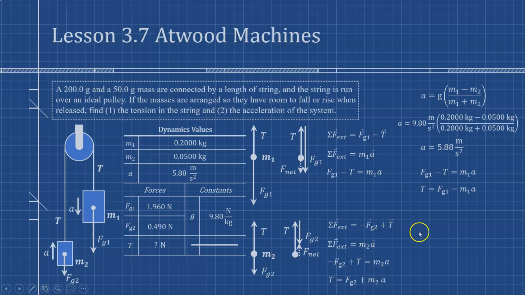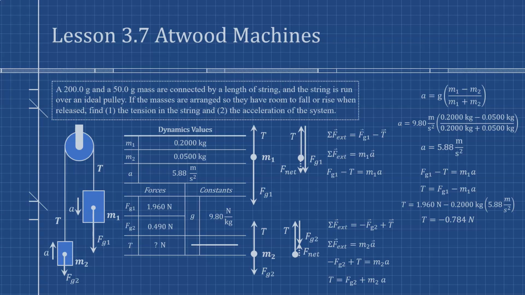So if I go ahead and solve this for T, I'm just going to plug in what I know. I calculated my gravitation force on mass 1. It's in my table. I know the mass of that mass, and then I know my acceleration now. And I get a tension of negative 0.784 newtons. But hold on, I've got another equation I should be able to use to verify that.